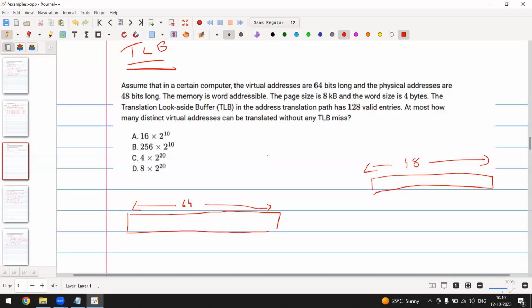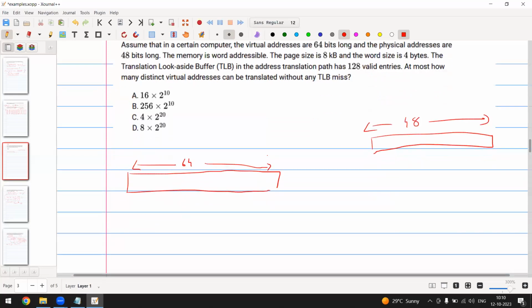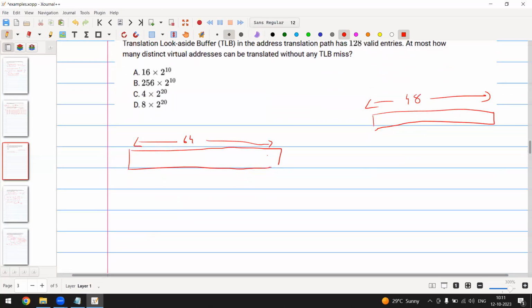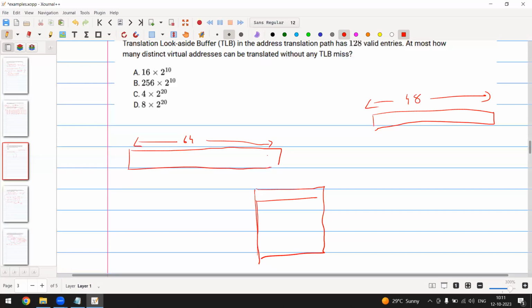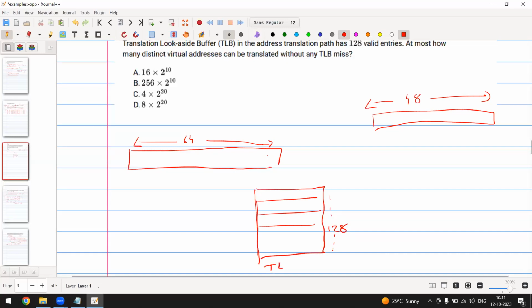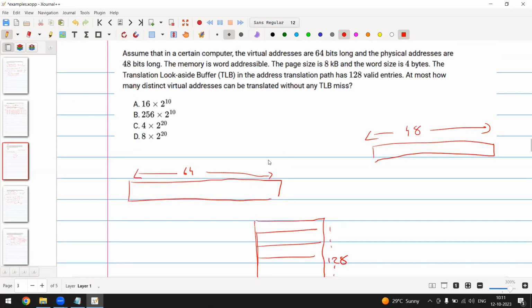The translation lookaside buffer, or the TLB, in the address translation path has 128 entries. So as I told you, there is a TLB in between this address translation. It contains 128 entries. At most how many distinct virtual addresses can be translated without any TLB miss?